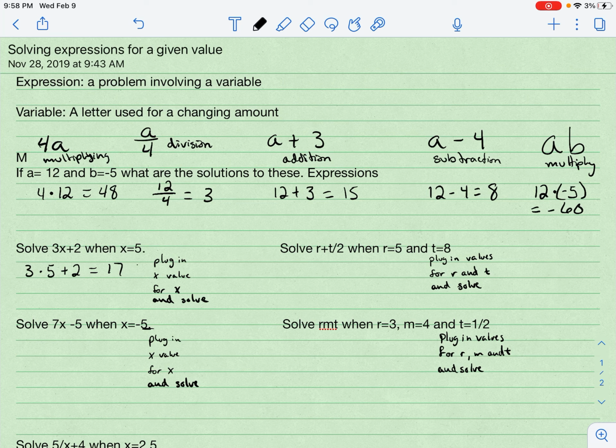Okay, solve 7x minus 5. Okay, x is negative 5. So once again, we're just going to replace x in this case, and that is 7 times x. So that would be 7 times negative 5 minus 5. So 7 times a negative 5, this is going to be negative 35. And when you have a negative and you're minusing, you're actually going to add them together, keep the negative sign, and that's going to be negative 40.